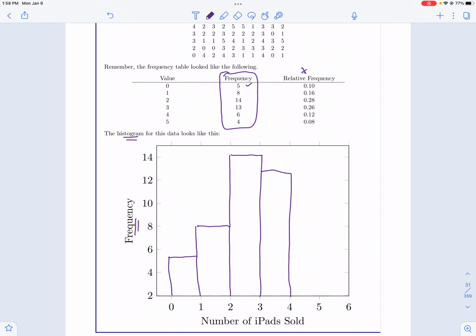4 is at 6, so we go from here over to 5, and then finally 5 is at 4, so we drop that down. Even though technically 6 isn't in our data set, I do need that 6 there as a way to finish off my histogram. That's what our histogram would look like. If you wanted to, you could put the numbers here to represent the different heights. It does help sometimes to look at them, but it's not necessary.